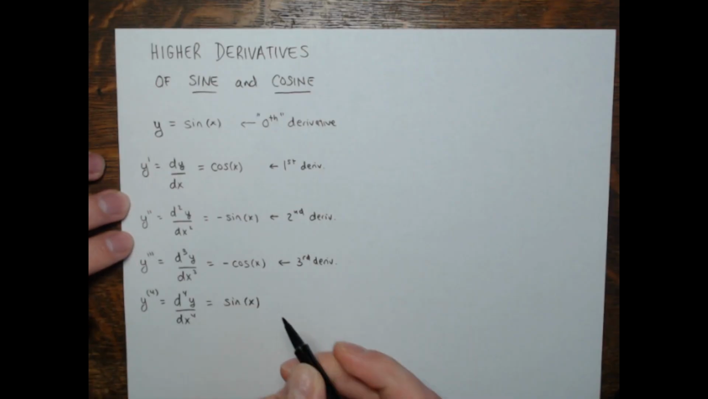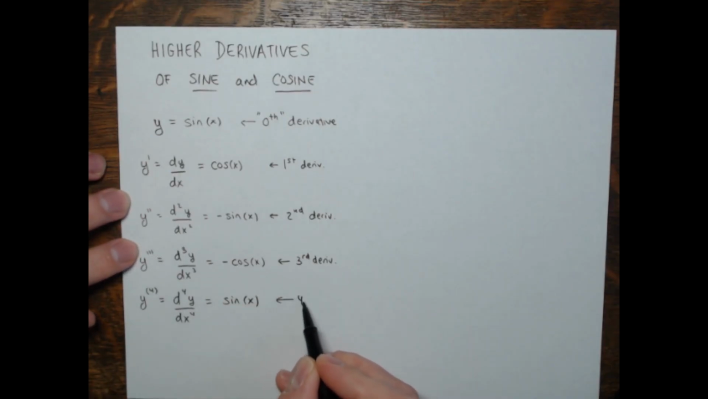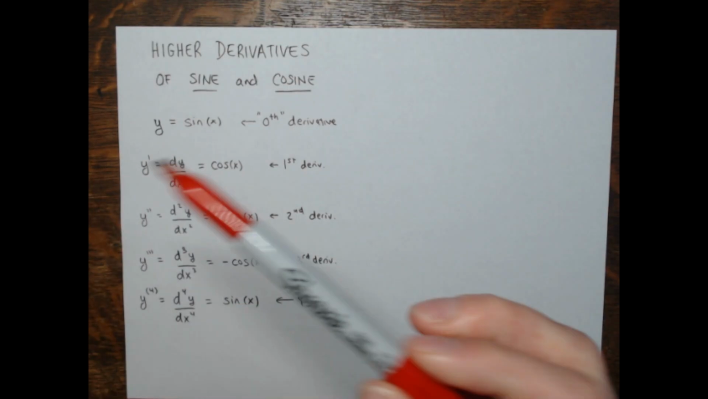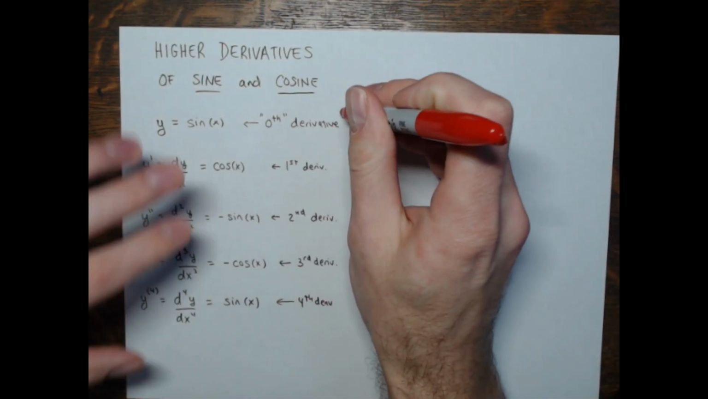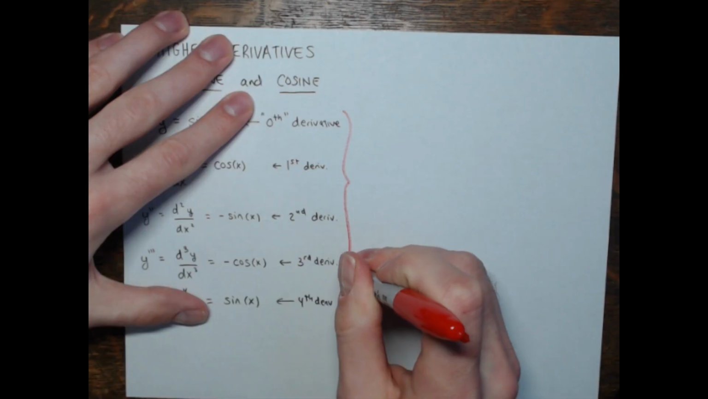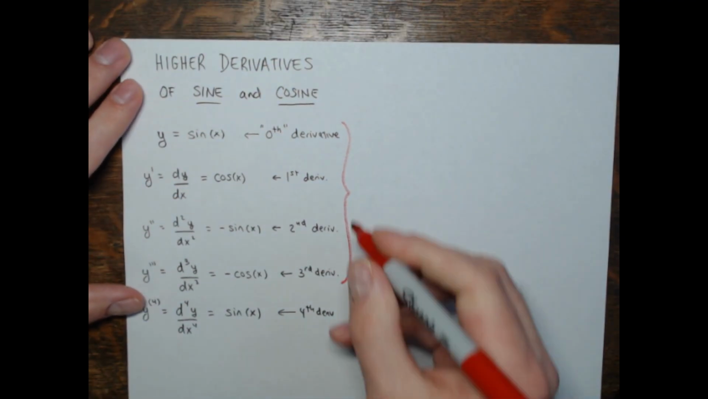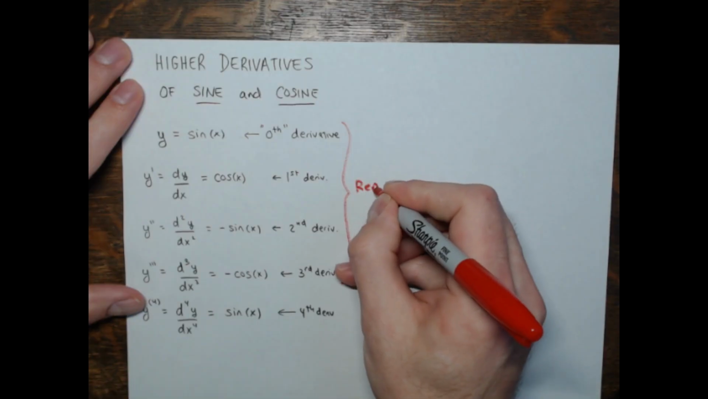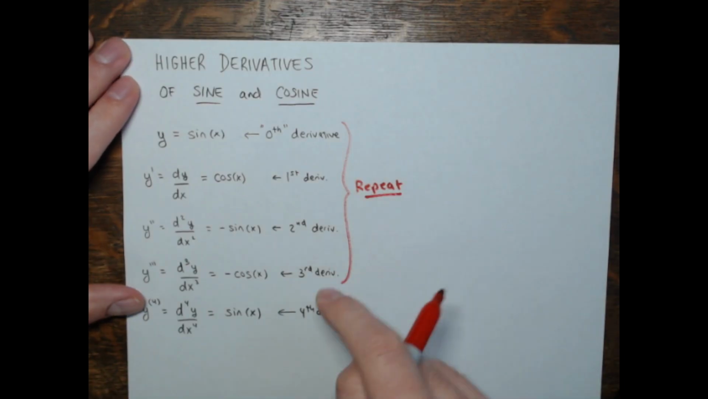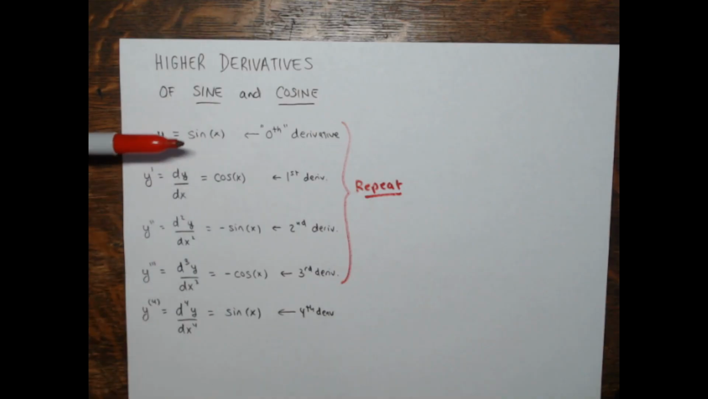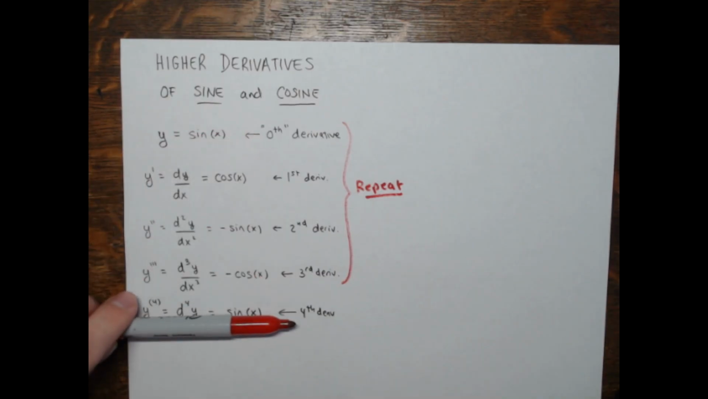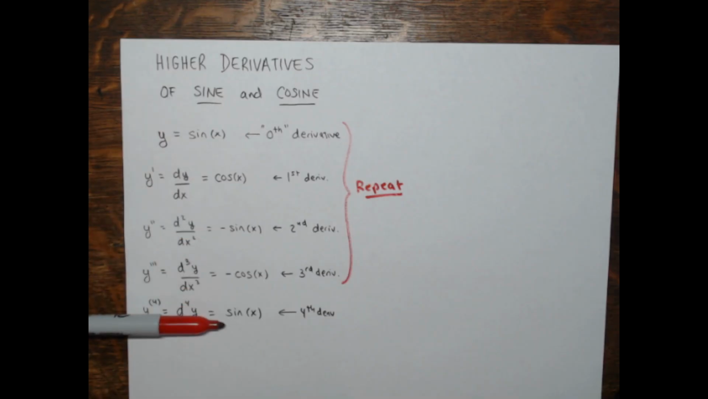And look, so again, there's the fourth derivative. So you see what happens is that these first four I had here, from the 0th to the third, these repeat every four. Right? So you see 0th derivative, 4 later, I'm back to sine.